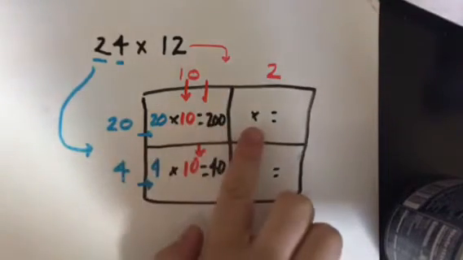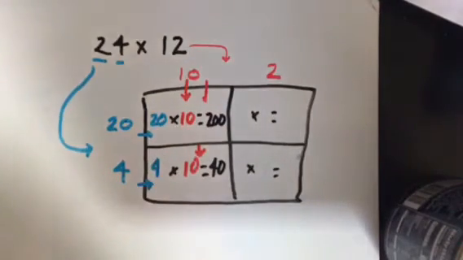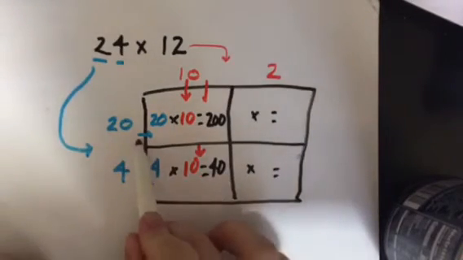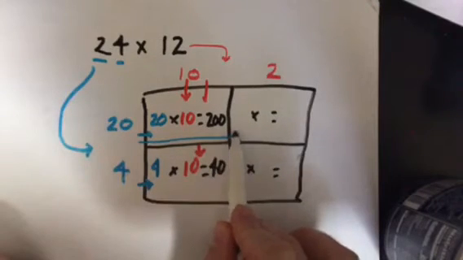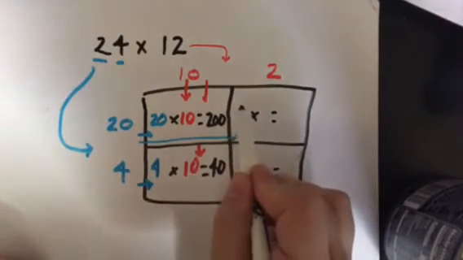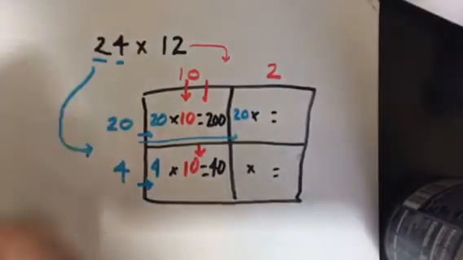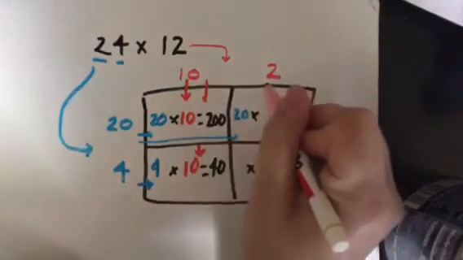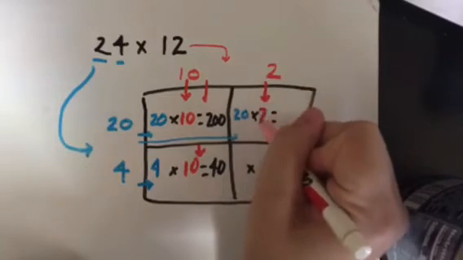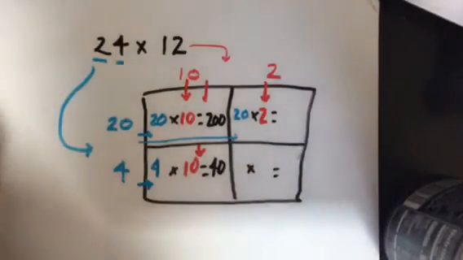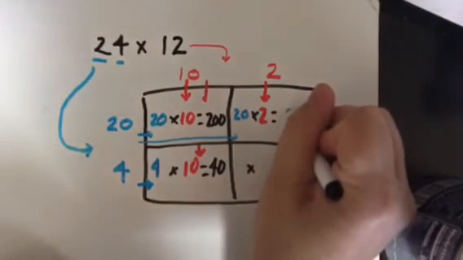We come over here to our third square. And similar to our 10, our 20 is going to come over here. 20. And our 2 is going to come down here. 20 times 2. 20 times 2 is 40.